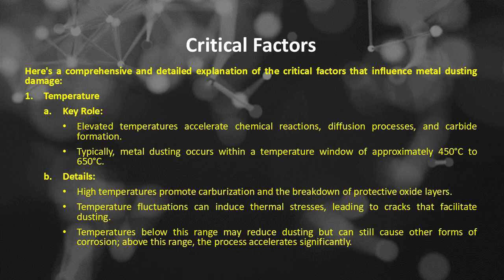Number 1 is temperature. Key role of temperature: elevated temperatures accelerate chemical reactions, diffusion processes, and carbide formation. Typically, metal dusting occurs within a temperature window of approximately 450 degrees Celsius to 650 degrees Celsius. Details of temperature: high temperatures promote carburization and the breakdown of protective oxide layers. Temperature fluctuations can induce thermal stresses, leading to cracks that facilitate dusting. Temperatures below this range may reduce dusting but can still cause other forms of corrosion. Above this range, the process accelerates significantly.